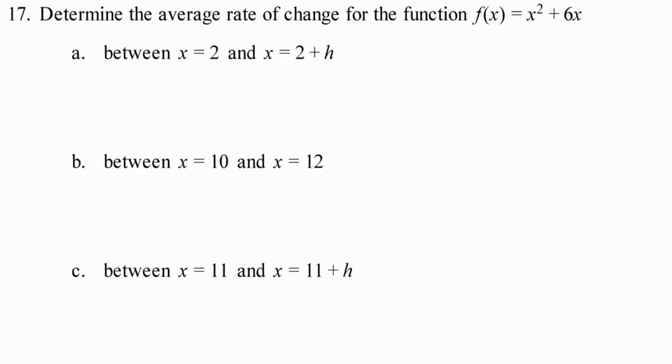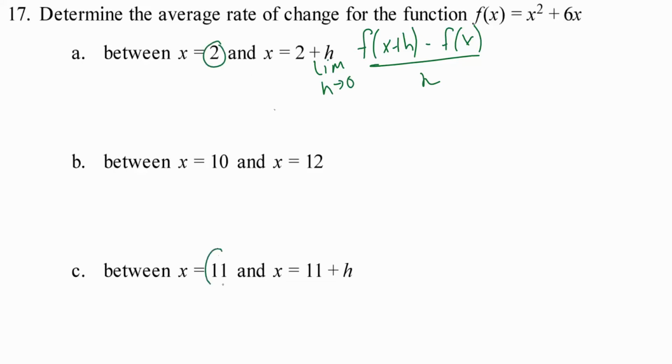For number 17, determine the average rate of change for the function x squared plus 6x. Now, in A, we want between 2 and 2 plus h, between 10 and 12, and between 11 and 11 plus h. So because I see 2 and 2 plus h and 11 and 11 plus h, I'm going to use the definition of the derivative one time, f of x plus h minus f of x over h, the limit as h goes to 0, to find the actual derivative. Then I can plug the 2 and the 11 in, and we can talk about that.